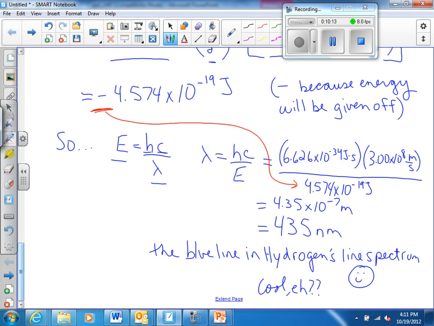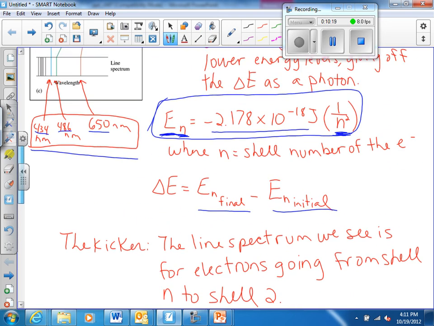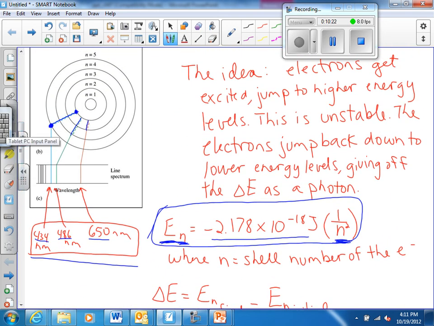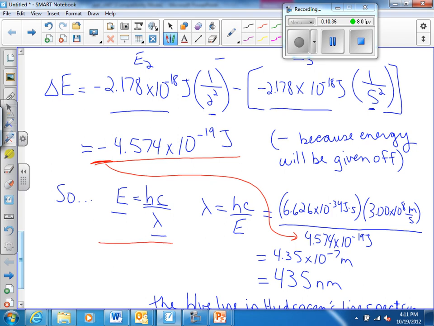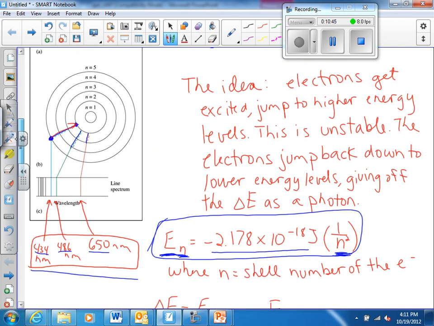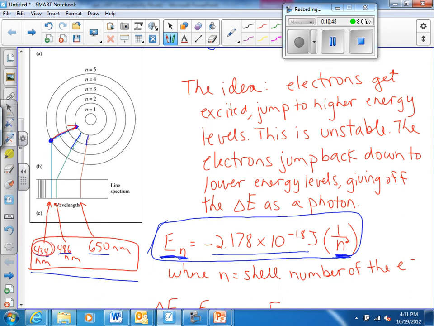Okay, cool. So let's look back up here. From shell 5 down to shell 2, we found an energy. We calculated the energy right here. Plug that into E equals hc over lambda. We calculate this wavelength, 435 nanometers. Now experimentally, if we look at the hydrogen spectrum, we get a wavelength of 434 nanometers. And within sig figs, 434 and 435 are the same number.